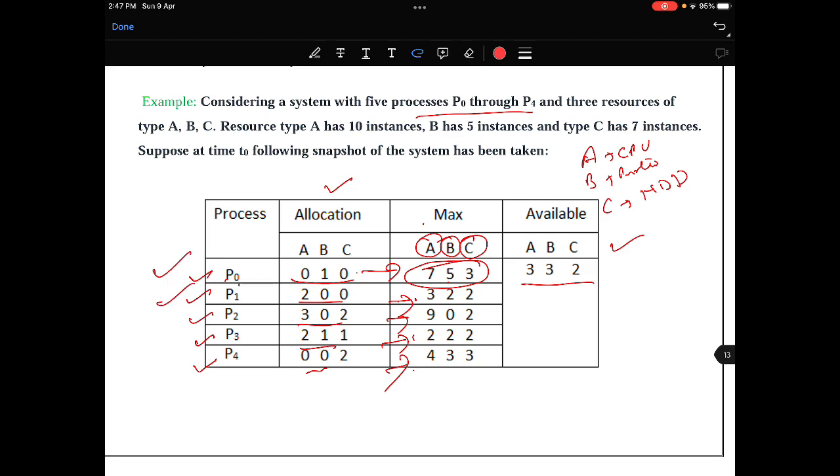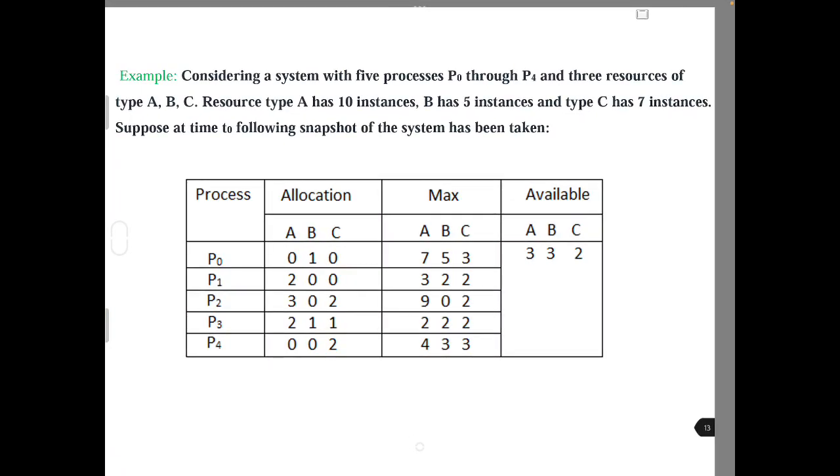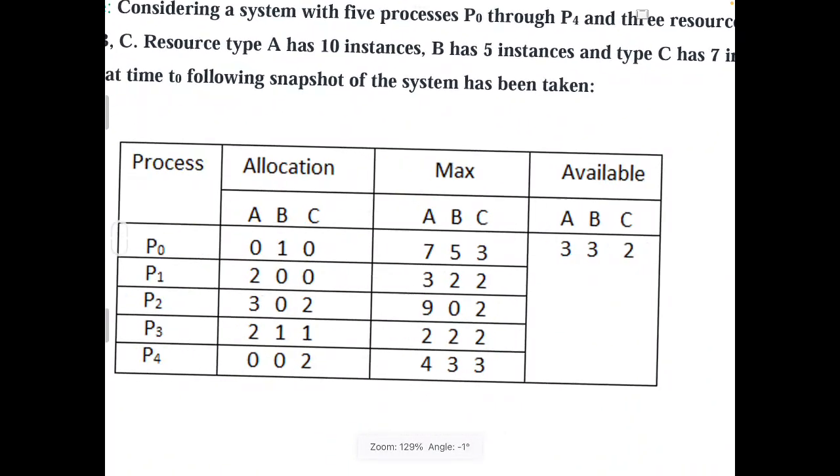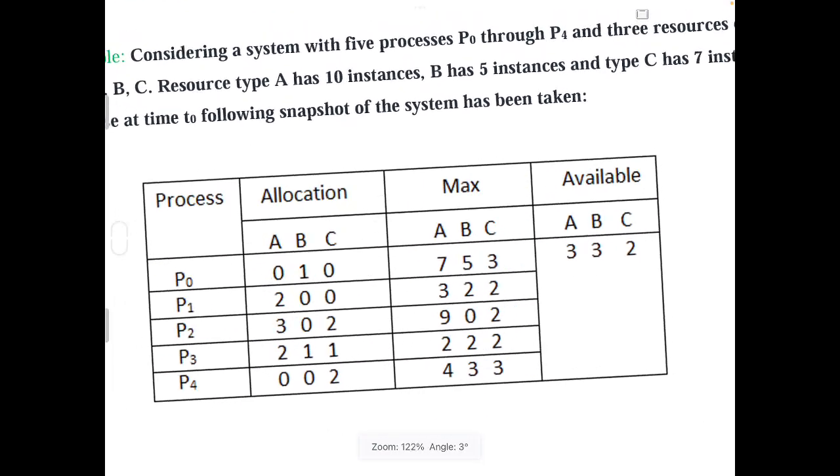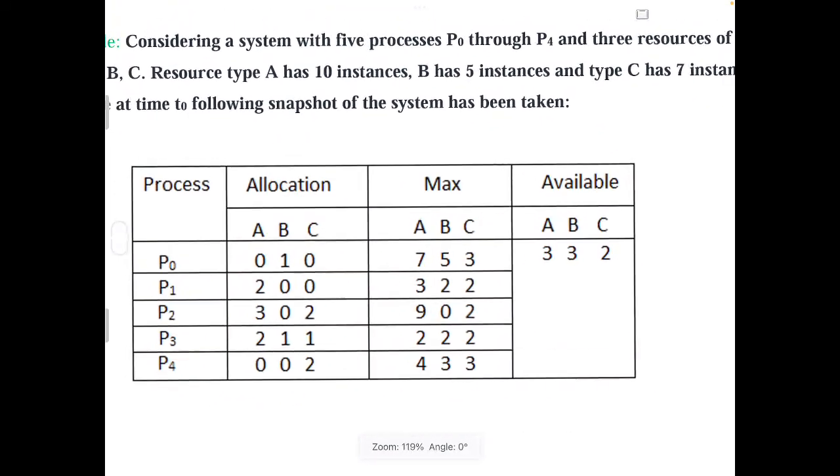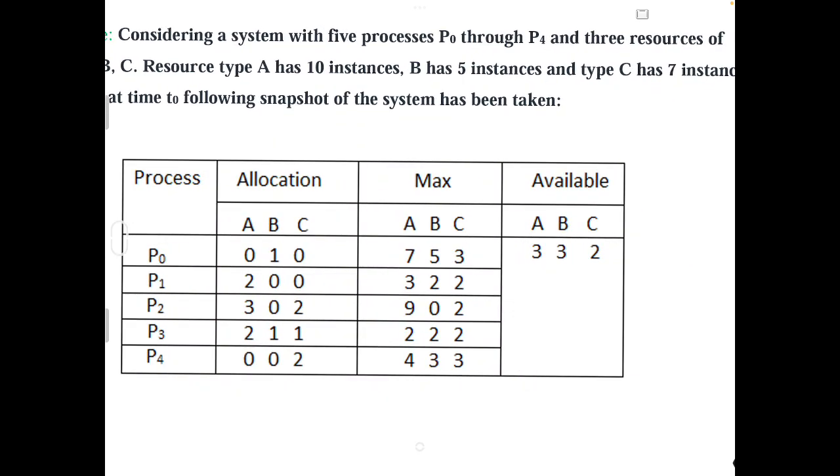Now to solve this question, I'll move to my sketchbook. You can see here how we will do this. I'll just zoom in. Now what we have to do is start with one more column; we will add one more column, that is required. How many will be required? Already allocated is 0, 1, 0, and the maximum amount it will require is 7, 5 and 3.